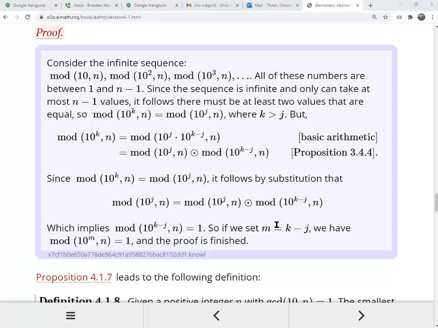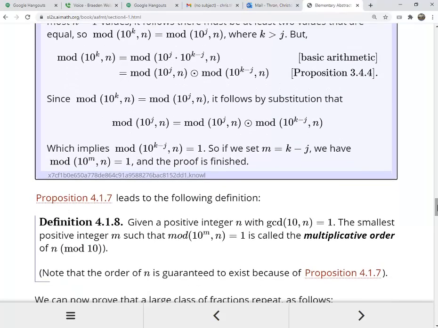So here we have a power of 10 whose remainder is 1 mod n. That's going to be very important, because this m is going to be the period of my repeating decimal. If I take 1 over n, the period of my repeating decimal is going to be this m.